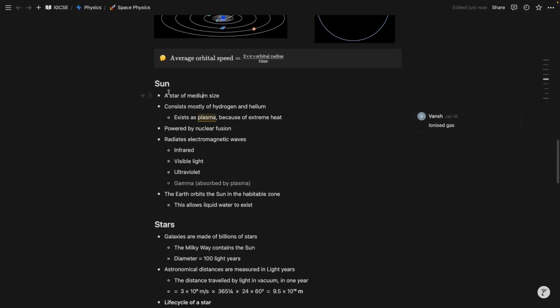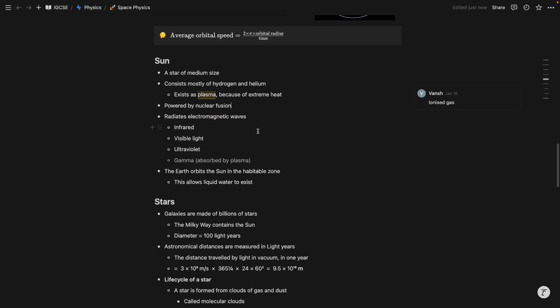The sun is a star of medium size. It consists mostly of hydrogen and helium, although there are a few of the heavier elements such as lithium and so on. It exists in the state of matter known as plasma because of the extreme temperature. It is powered by nuclear fusion, which is the conversion of hydrogen into heavier elements. This nuclear fusion releases energy in the form of electromagnetic waves: infrared, visible light, ultraviolet, and a little bit of gamma, which is actually absorbed by the plasma itself, so it doesn't really come out as much.